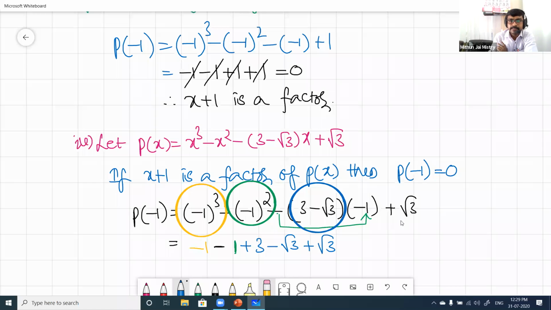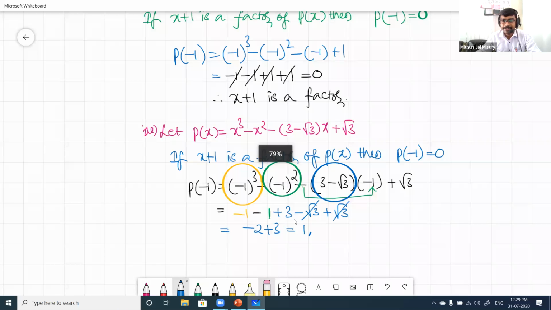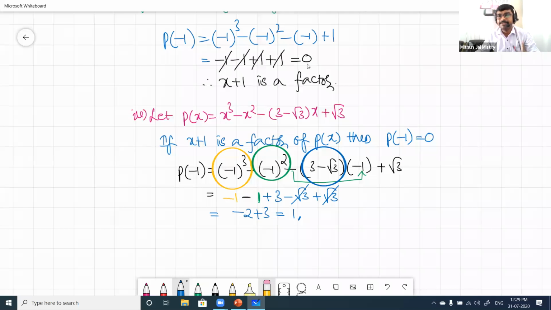Now see, here minus root 3 and plus root 3 both will get cancelled, and we are getting minus 1 minus 2 plus 3. So minus 2 plus 3 is 1. Did we get the remainder as 0 here? No. We got the value as 1. Have a look, children. We did not get 0. Previously we got 0 and we said that x plus 1 is a factor. But here unfortunately we got the remainder as 1. So here I will write, therefore x plus 1 is not a factor of p of x.